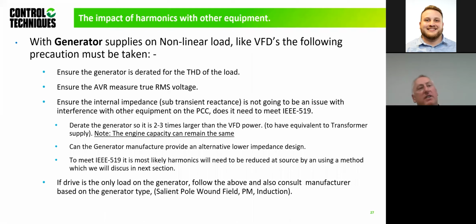Okay, so with a generator, what do we need to look out for? That THD is important, so we derate to the THD. That's our first step. The second thing is making sure that the AVR is true RMS. And then coming back to that point of common coupling, most of it will be one. There's no grid in this case. We just got one supplier, of course. Yeah. What have we got to look at?